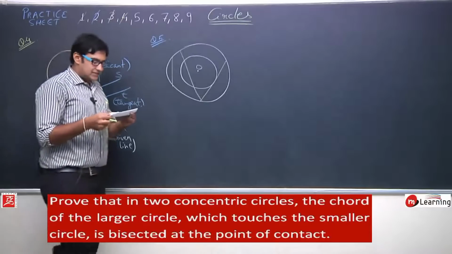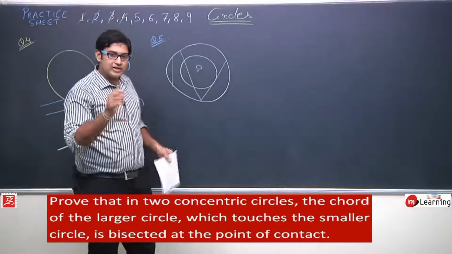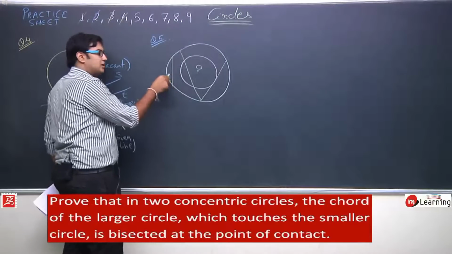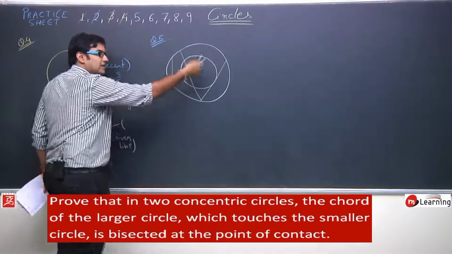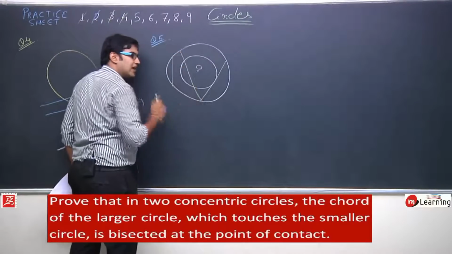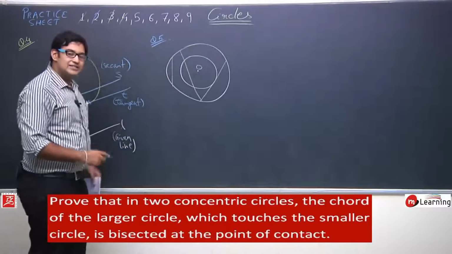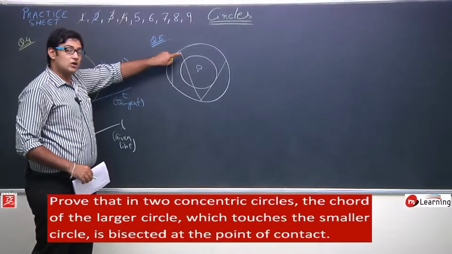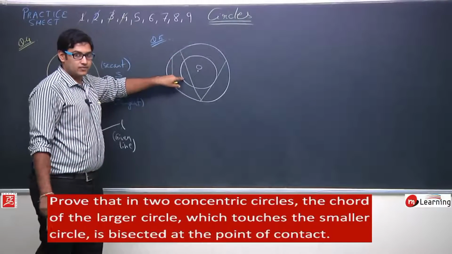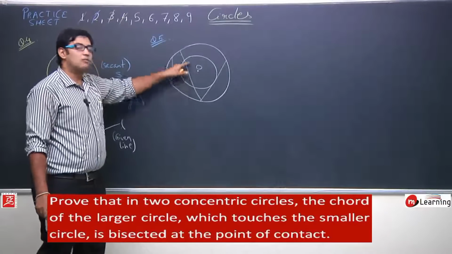Now it says the chord of the larger circle which touches the smaller circle. You can see this chord is a chord of the larger circle, but it does not touch or intersect the inner circle or the smaller circle. If you see this chord, it is a chord of the larger circle, but it intersects the inner circle at two points. So what can I say about this chord? This chord is a chord for the larger circle, but it is a secant for the inner circle, because it intersects this circle at two different points.